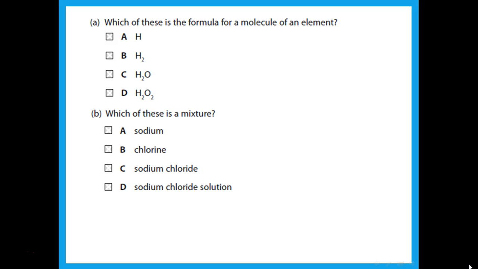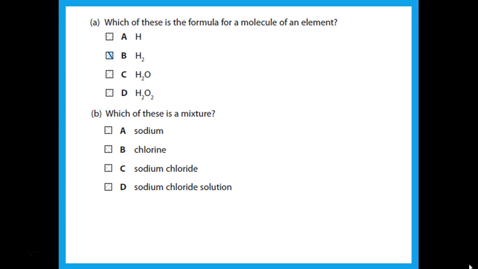So answer A gives you just H. H is just the symbol of the atom. It's not a molecule. Hydrogen is one of the things that has a molecule made up of two atoms. So actually your answer should be B, because that is the molecule of an element. Of course, C and D are wrong, because C and D are not elements in the first place, right? They are made up of two different types of atoms, so they're not elements, they are what?